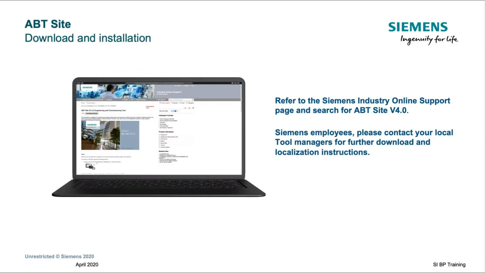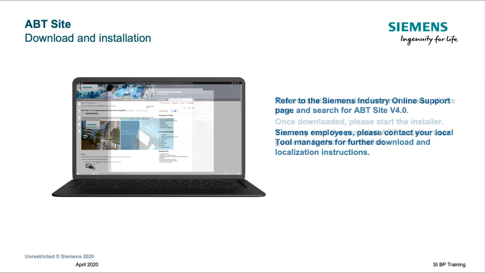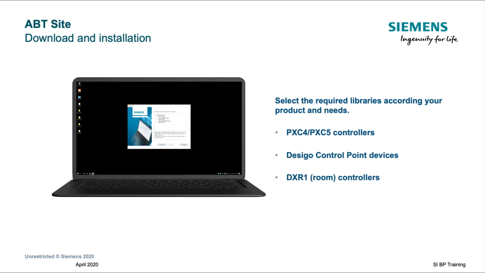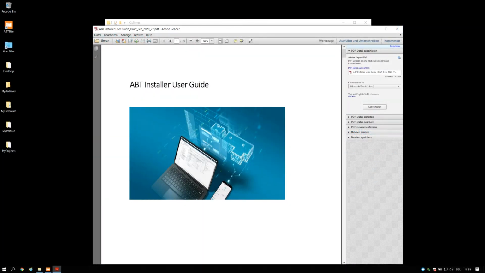Download and installation. Please download the ABT site installer. For external access, please refer to our Siemens CO's internet location. Once downloaded, start the installer. The installation requires internet access all the time. Please do not interrupt. For engineering and commissioning of the Siemens Desigo primary and room automation products and the Desigo control point devices, please choose the correct products and libraries. Find further information in the ABT installer user guide.